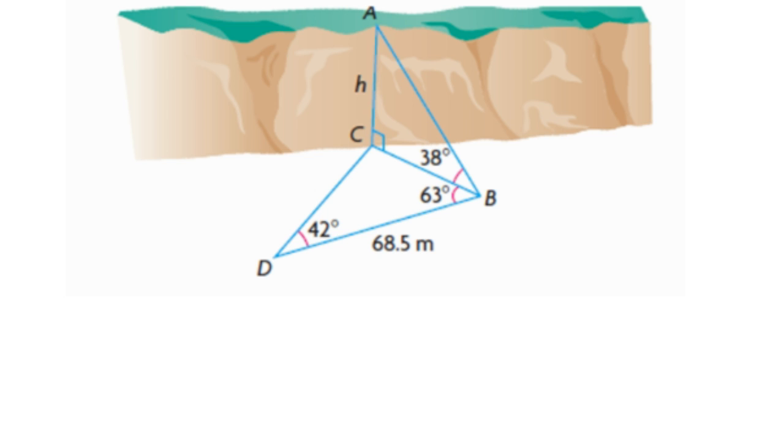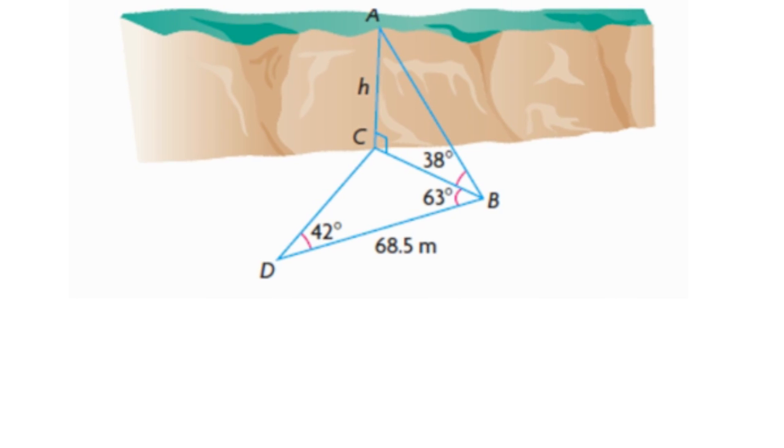So this angle right in here at angle C, this angle is going to be 180 degrees, right? This whole triangle right here, of course, all angles have a sum of 180 degrees. So you're going to take 180 degrees, subtract 42, subtract 63, and that's going to give you the measure of this angle right here. So we've got 75 degrees there.